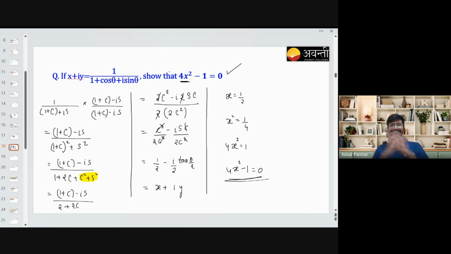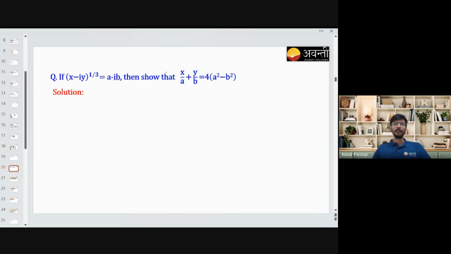I hope it is clear. A good question where some trigonometry is involved. Let's see the next one. This one. This is also a very classic question, you can say, guys. Very classic question. So, what do we have here? Classic question. Same thing, guys.